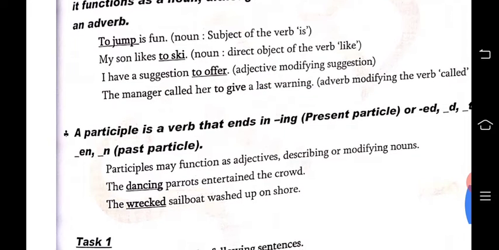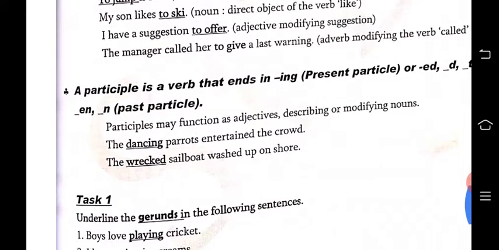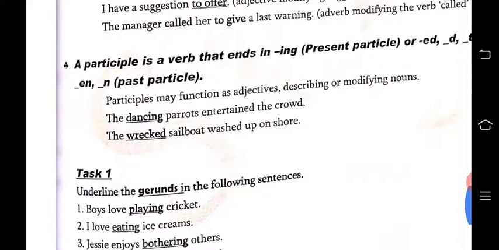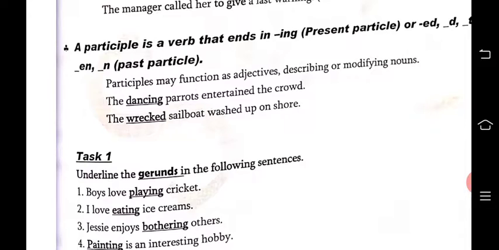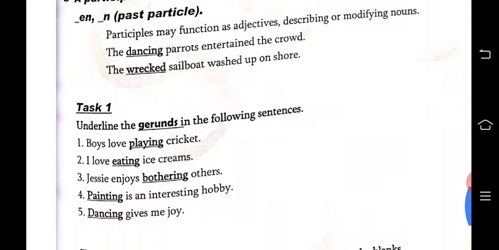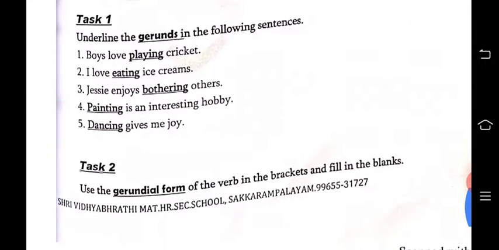A participle is a verb that ends in ing, as I said. Participles may function as adjectives describing or modifying nouns. The dancing parrots entertained the crowd. The wrecked sailboat washed up on shore. Okay? So see the task.